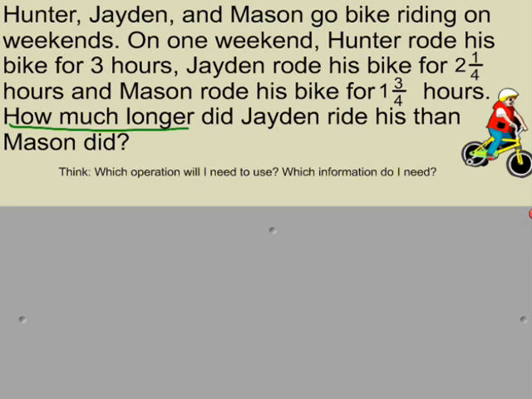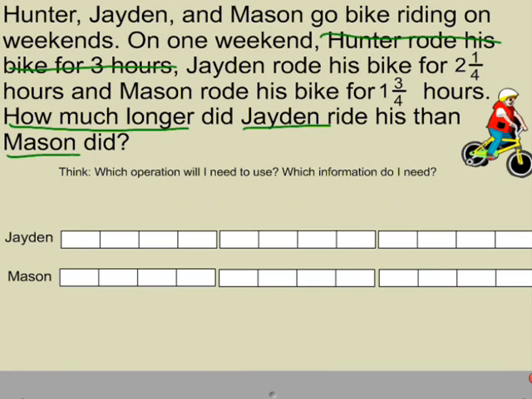The second thing that I have to think about is which information do I need? Well, the question asks, how much longer did Jaden ride his bike than Mason? The problem gives us some unneeded information. It says that Hunter rode his bike for 3 hours. I don't need that information to solve the problem. It's just there to distract me. So I only need that Jaden rode his bike for 2 1/4 hours and Mason rode his bike for 1 3/4 hours. Let's draw a model to help us solve.